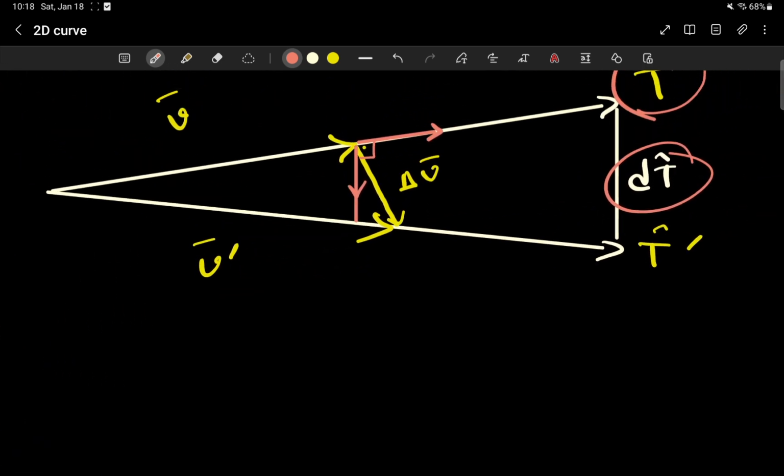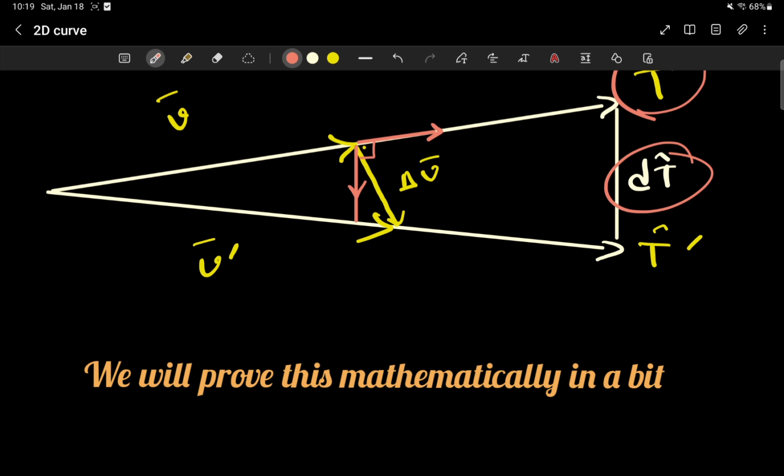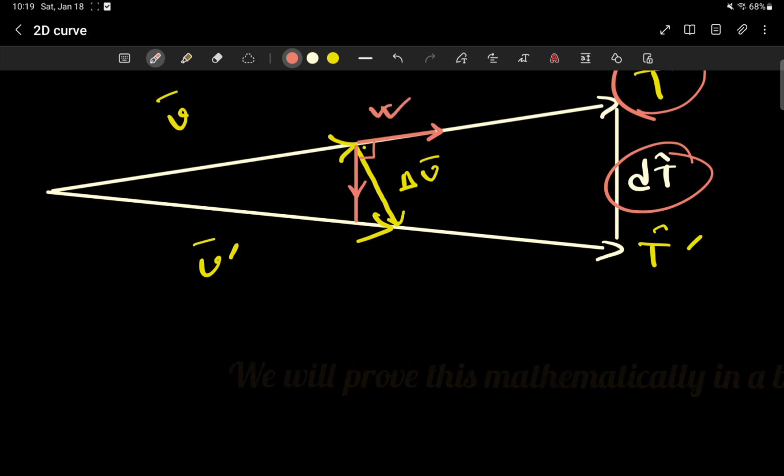Recall that, just how dt is perpendicular to t as the magnitude of t is not changing, this perpendicular portion of delta v, the change in velocity, must correspond to the change in direction, and this other one must correspond to the change in speed.